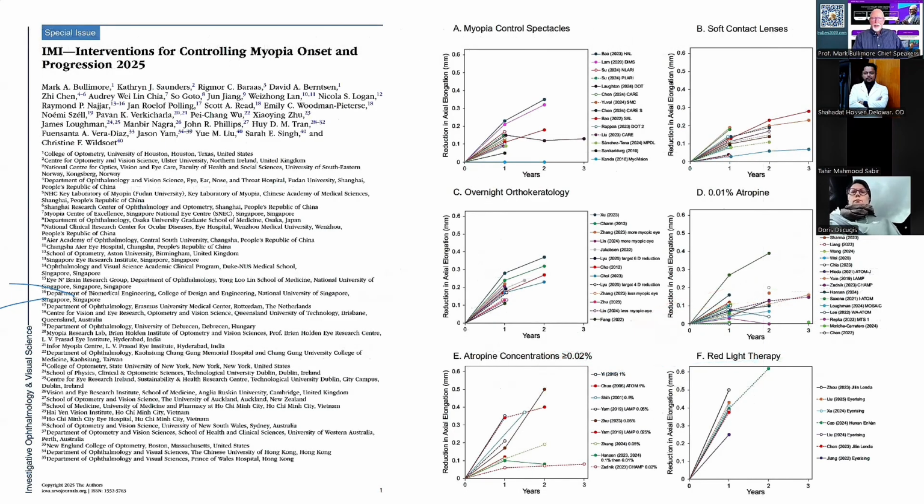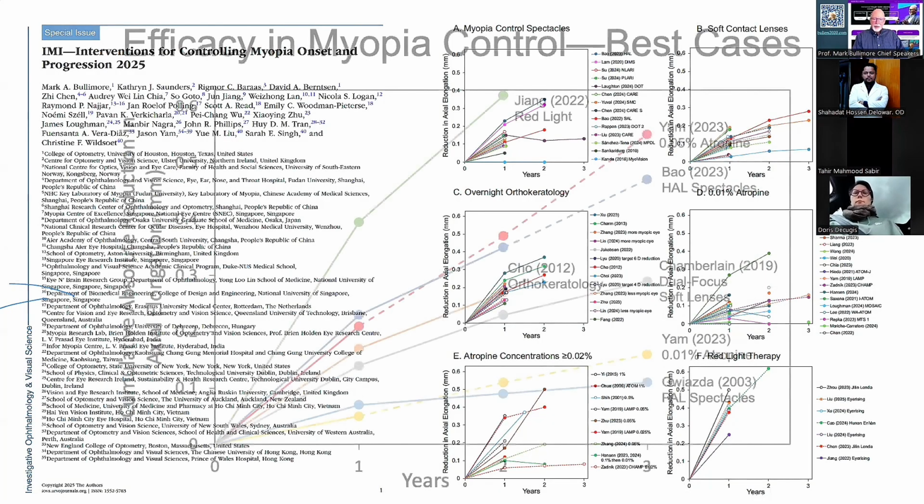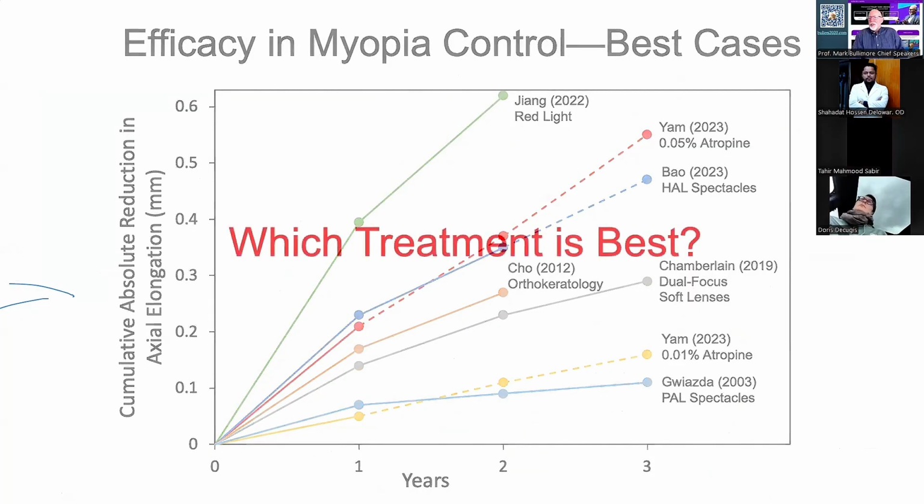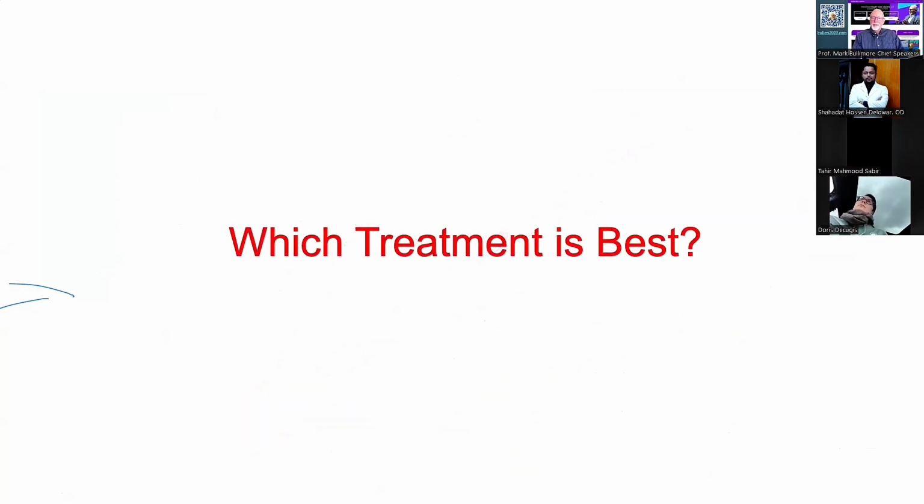If you were to cherry pick and look at the best cases from each category, you can see that down the bottom, 0.01% atropine and progressive addition lens spectacles are generally not very effective. But then in the middle, you've got a range of options, including Ortho-K and dual focus contact lenses that are very effective. The most effective is red light therapy, but in its current incarnation, I regard it as unsafe and don't recommend using it.